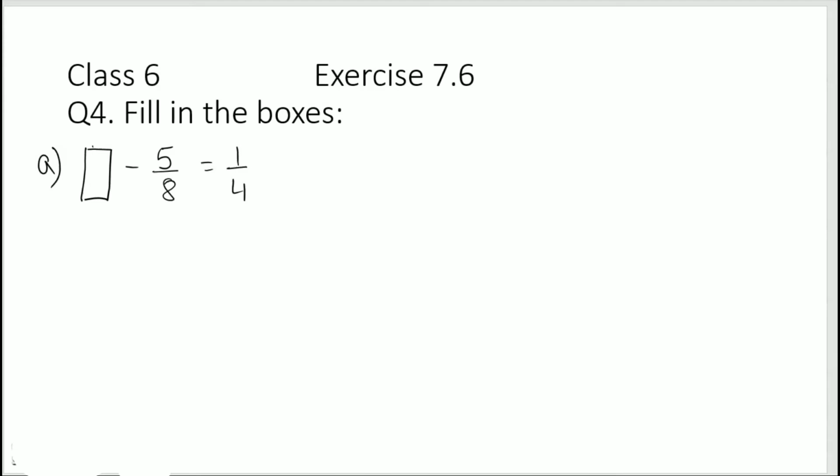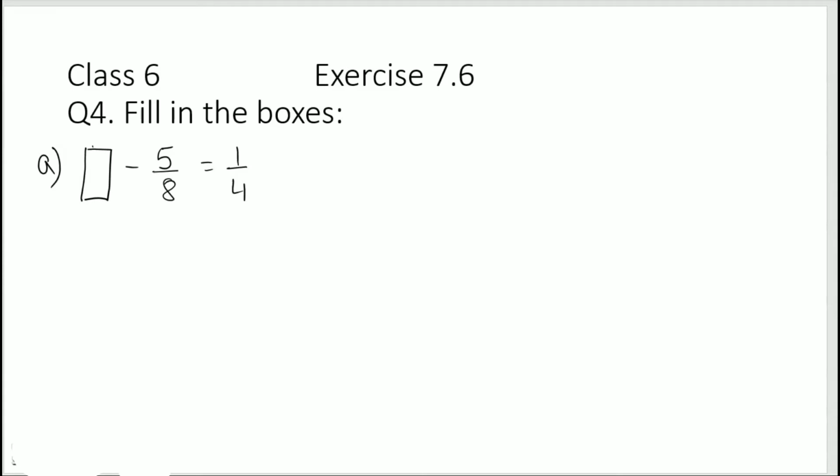Hello students, in this video we shall discuss question number 4 of exercise 7.6. Fill in the boxes. The first one is blank box minus 5 over 8 equals 1 over 4. To solve this, we are going to follow a small rule.